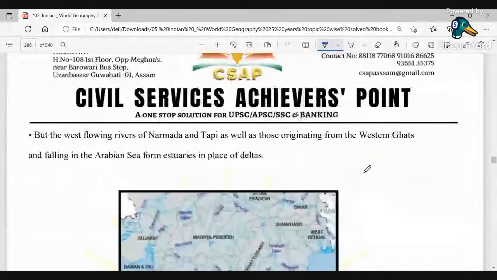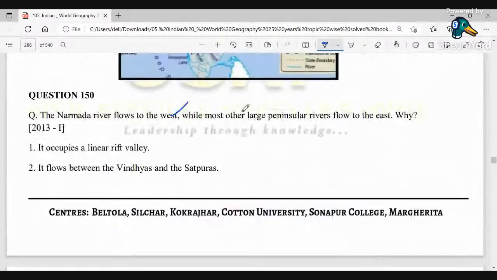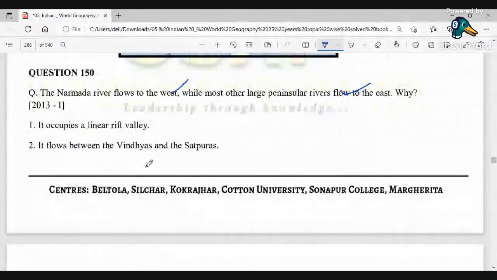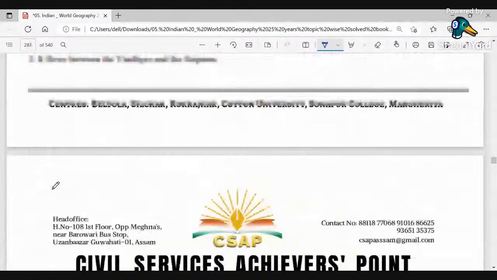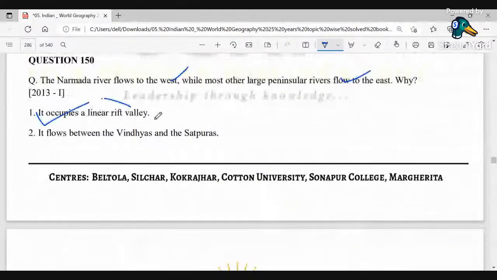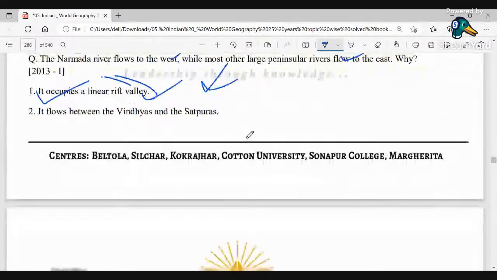The Narmada River flows to the west, while most of the other large peninsular rivers flow to the east. So why has it been said so? So here it has been said the correct option is A, that is one only. That means it occupies a linear rift valley. Okay, so linear rift valley के कारण यहाँ पे ये काम होता है. That is, the Narmada River flows towards the west. Okay, so you have got a broad explanation over here.